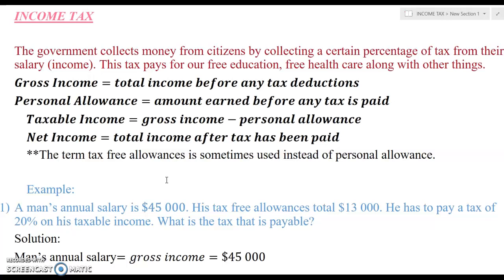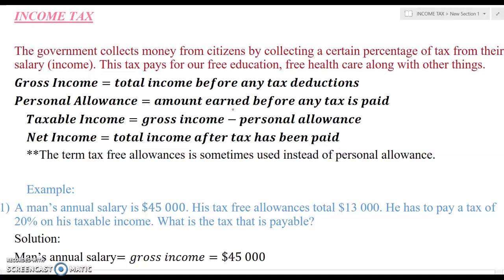Now, there are some formulae we need to remember when we're talking about income tax. Gross income is the total income before any tax deductions. So, basically, let me say you get $7,000 before tax. That's it, 7,000 is your gross income. Your personal allowance is the amount earned before tax is paid. Taxable income is the gross income minus the personal allowance, and your net income is the total income after all the tax has been paid.